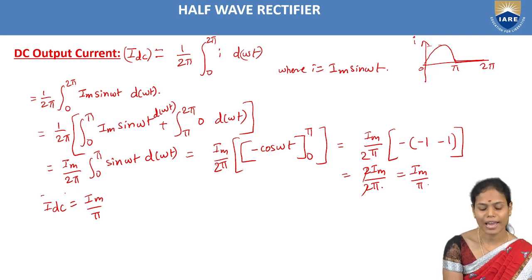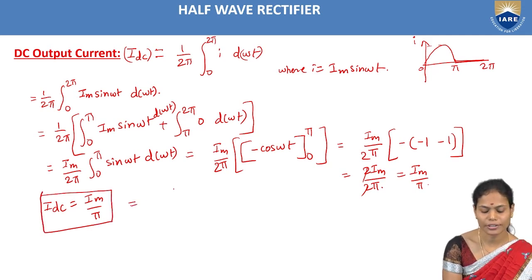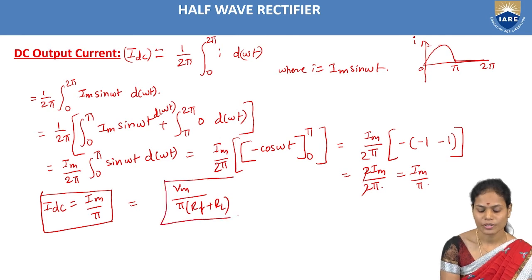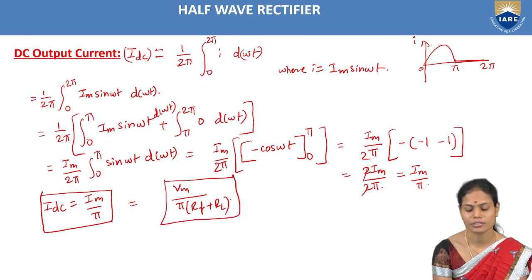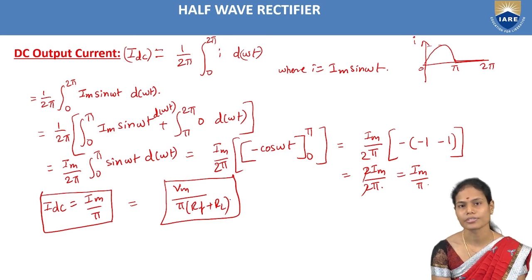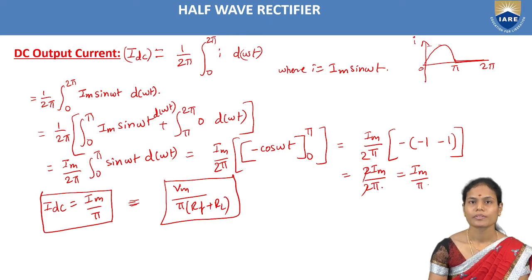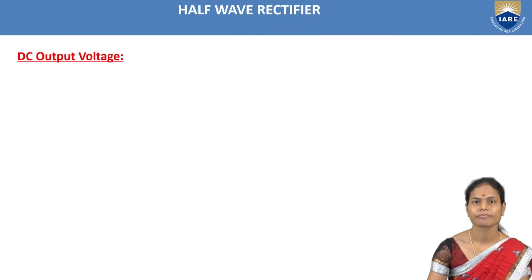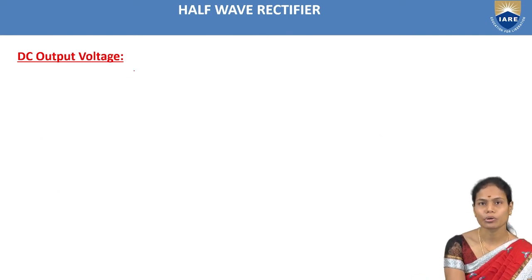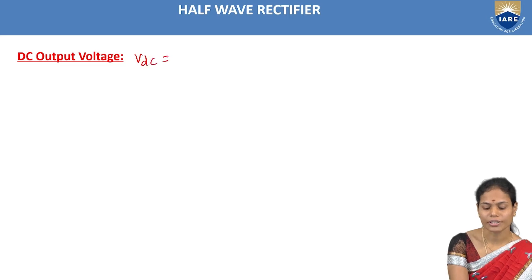If we substitute the value of Im over here, we will be getting Vm by pi into Rf plus Rl. So we can utilize this particular formula as well as this particular formula to calculate the IDC, Im by pi or Vm by pi into Rf plus Rl. This is the DC output current we are getting from the output of the rectifier. And next one is DC output voltage, that is nothing but VDC.